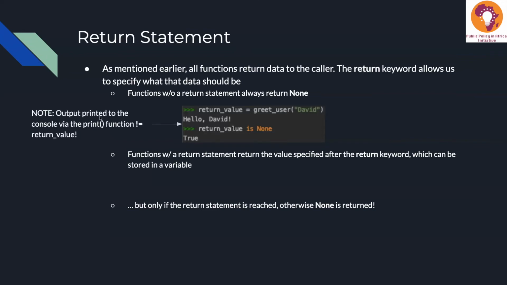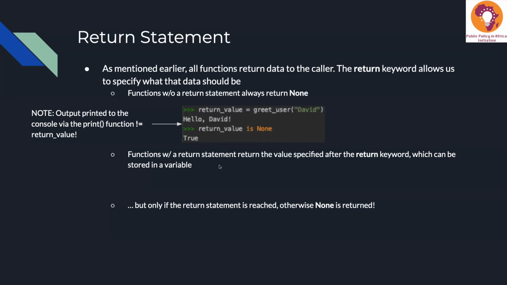Oh, and here, a quick note: output printed to the console via the print function does not equal the return value. So whatever is output to the console here isn't actually the return value. Return value is None in this case. Hello David is not the value returned by this function. Hello David is simply printed from the print function. If we wanted it to return hello David, we would have to have our greet user function explicitly return the string hello David, but it doesn't, it just prints it. So just keep that in mind. The output that is printed to the console via the print function within the greet user function is not the value of return value.